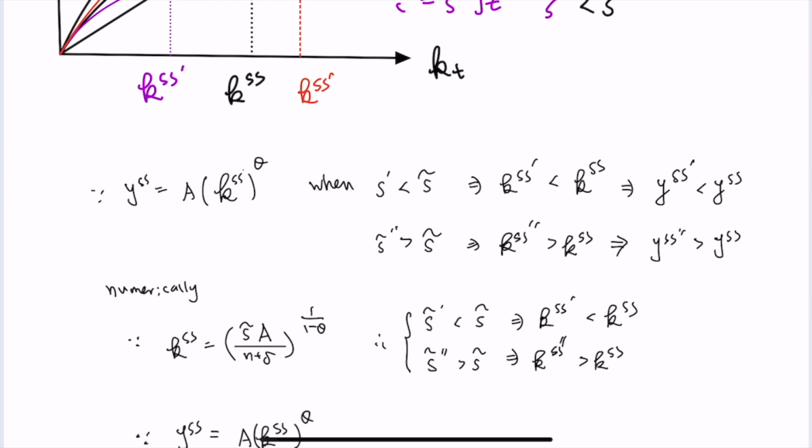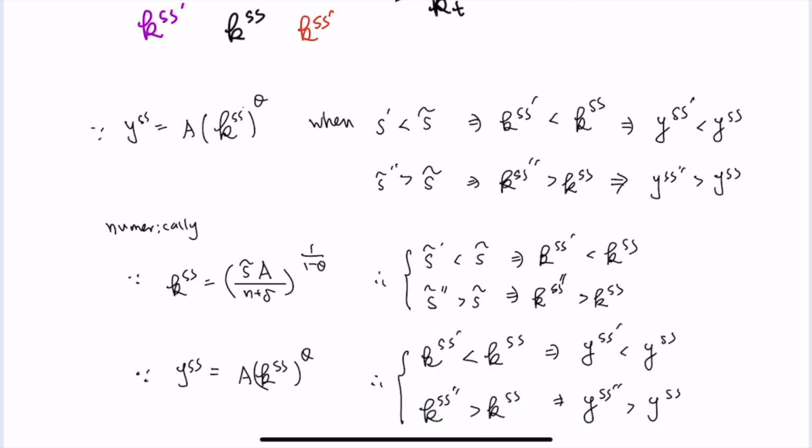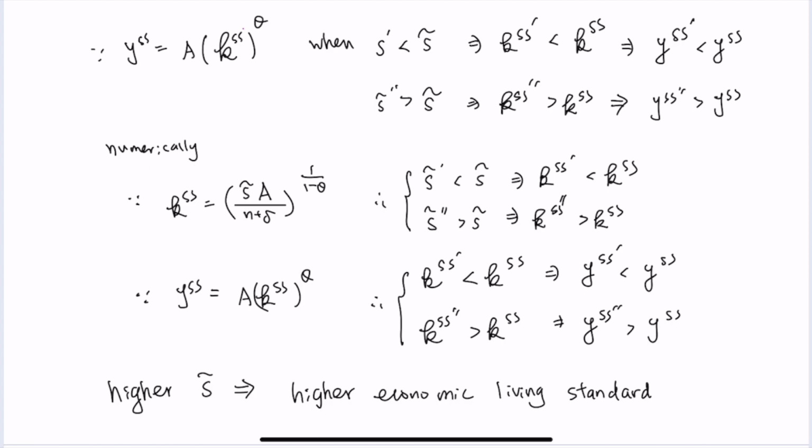And given that the output is a function of K, when we plug this K steady state into the production function, we get the output in the steady state. And for sure, as the K steady state is lower, the Y steady state is lower. On the contrary, if the K steady state is higher, the Y steady state is higher. Therefore, we can conclude that when the economy has a higher saving rate, it will lead to a higher economic living standard.